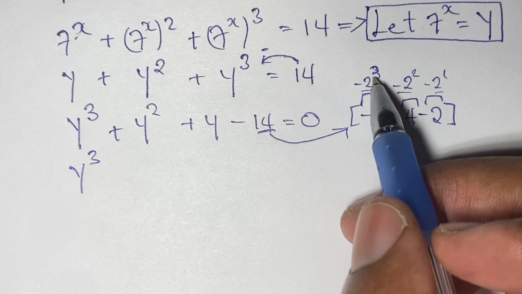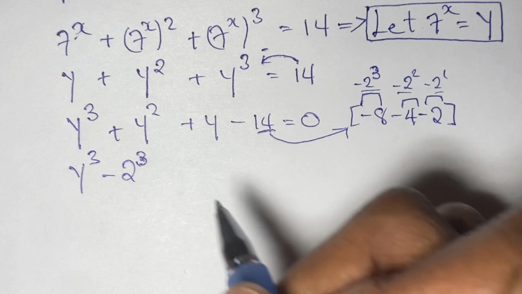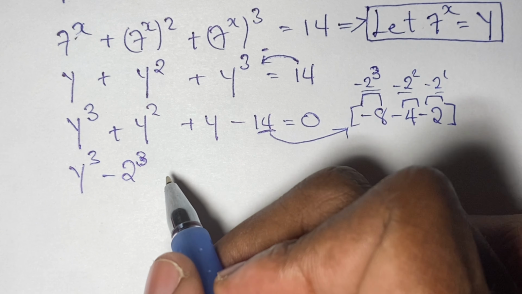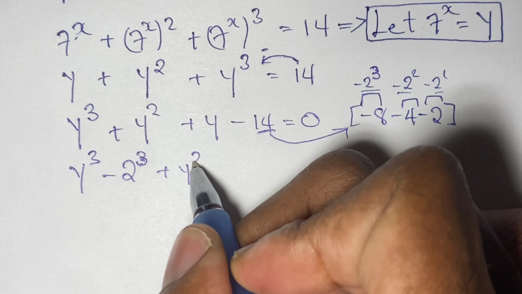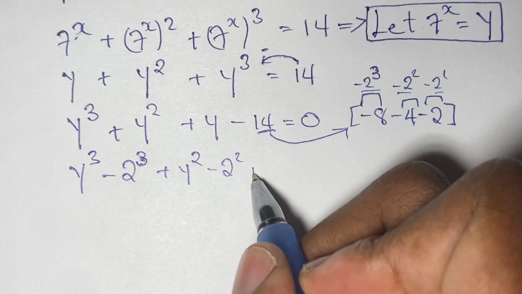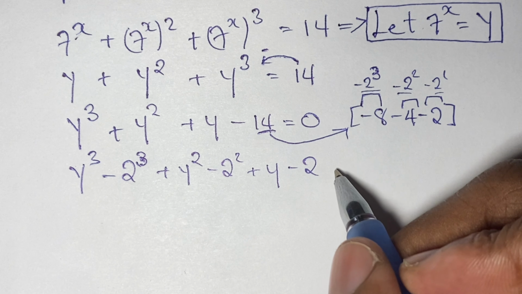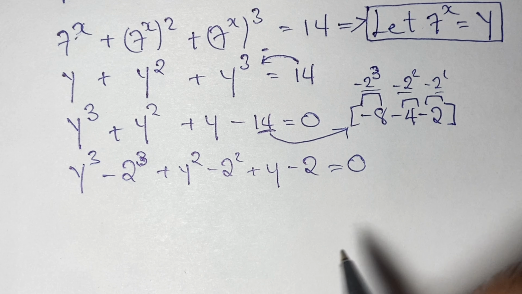So from here we'll take y cubed and we'll pair that to negative 2 to the power of 3. And from here we say plus y squared, and we'll pair y squared with negative 2 squared. So we'll have y squared minus 2 squared. Then we'll have plus y, and we'll pair that to 2 to the power of 1. So we'll have y minus 2. And all of this is equal to 0.